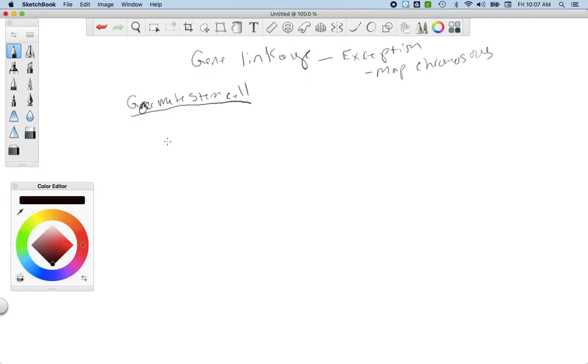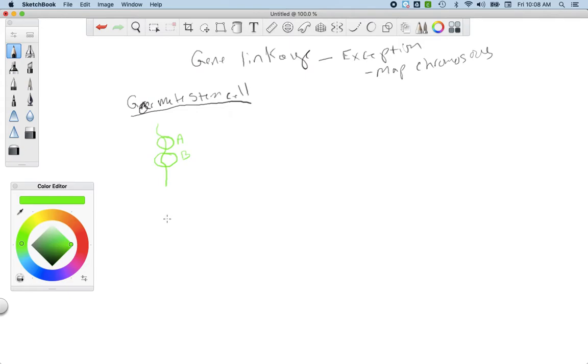Well, let's take a look at the two random chromosomes in a gamete stem cell. The first one we'll say is a maternal copy of chromosome number 4. And on chromosome number 4, there's gene A. And close to it is gene B.